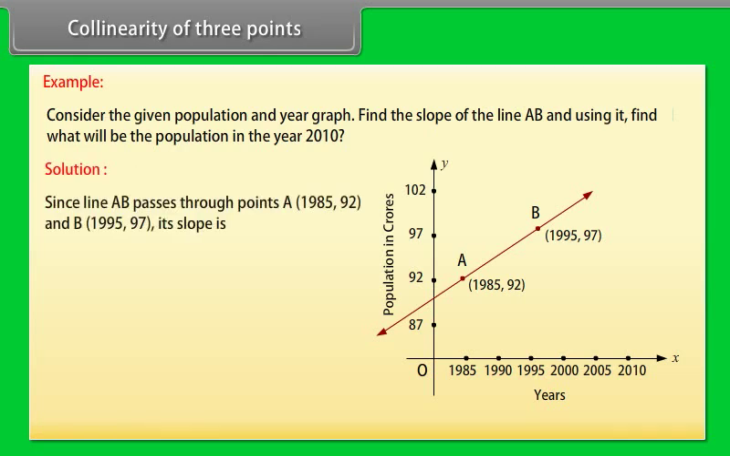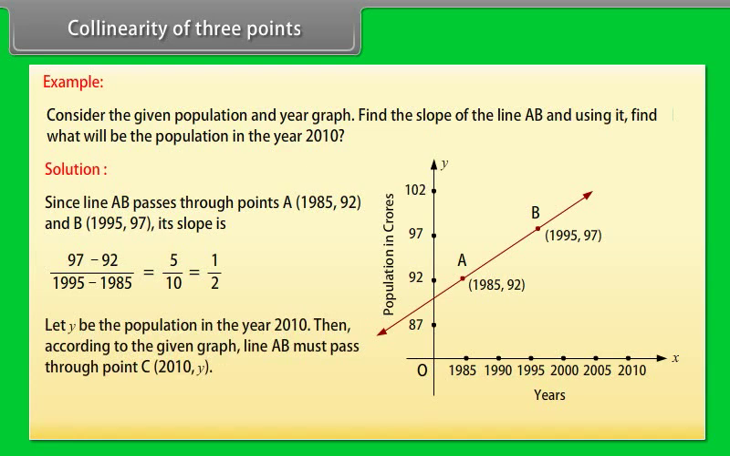Solution. Since line AB passes through points A(1985, 92) and B(1995, 97), its slope is (97 - 92)/(1995 - 1985) = 5/10 = 1/2. Let Y be the population in the year 2010. Then according to the given graph, line AB must pass through point C(2010, Y). Therefore, slope of AB = slope of BC.